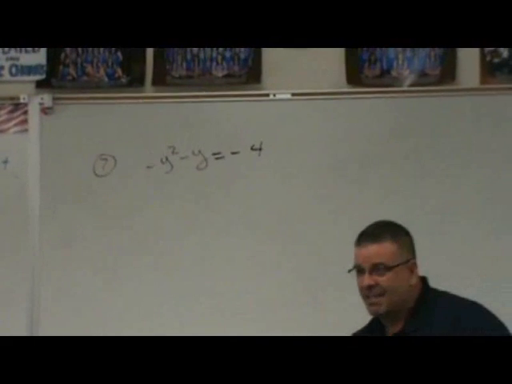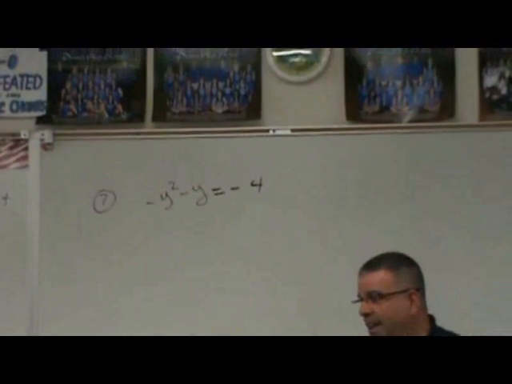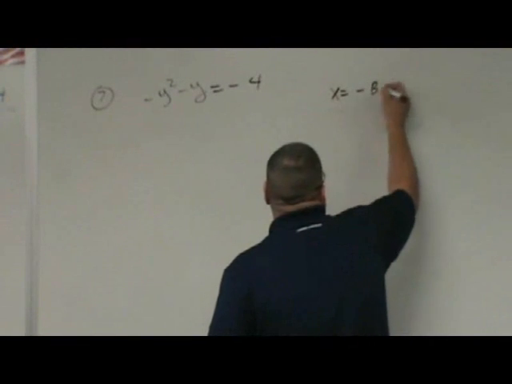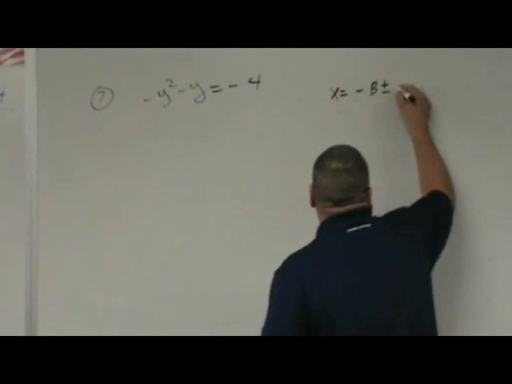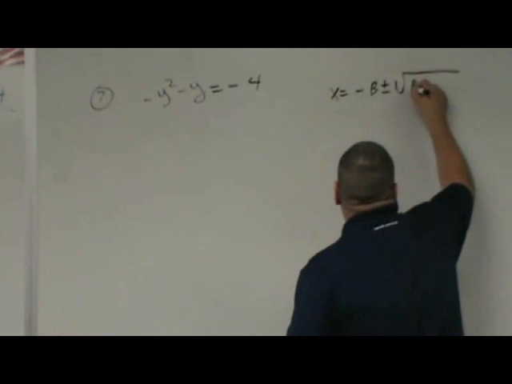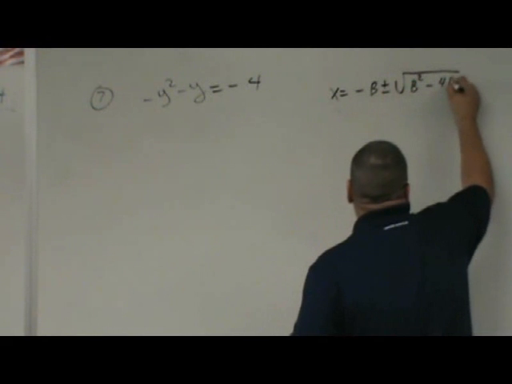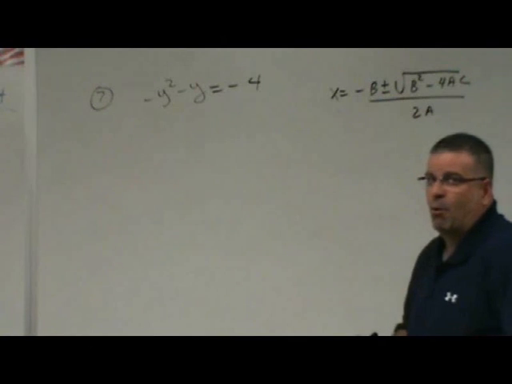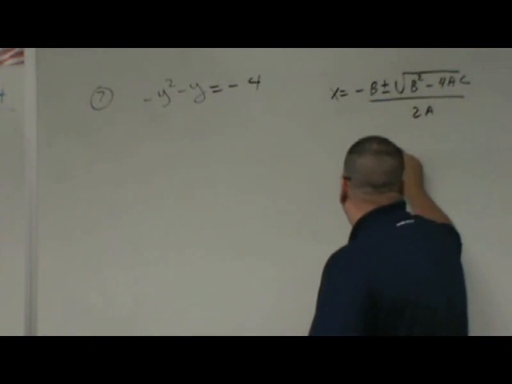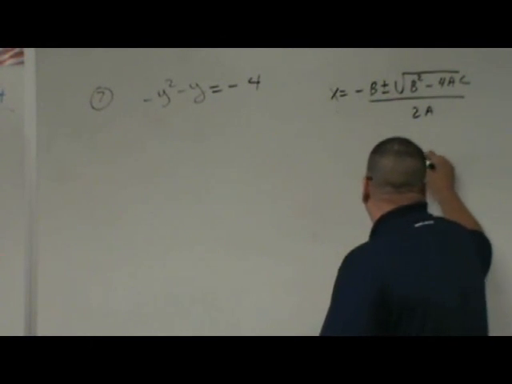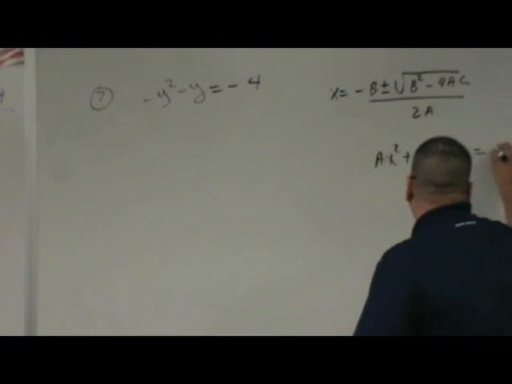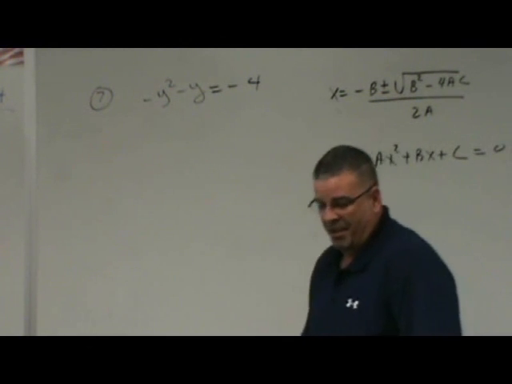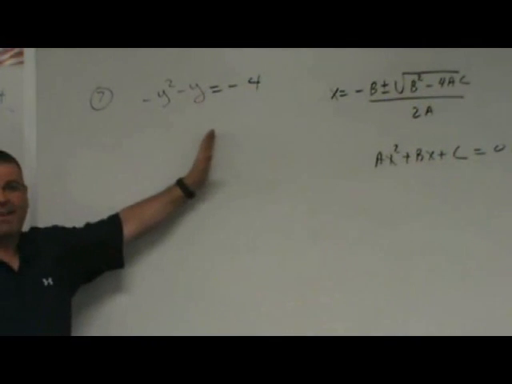Can anybody in this class recite the quadratic formula? Go ahead. X equals negative b plus or minus the square root of b to the second minus 4ac, over 2a. And the standard form of a quadratic is the following: ax squared plus bx plus c equals 0. Correct? All right, now notice on this particular problem, we've got this negative stuff up in here.